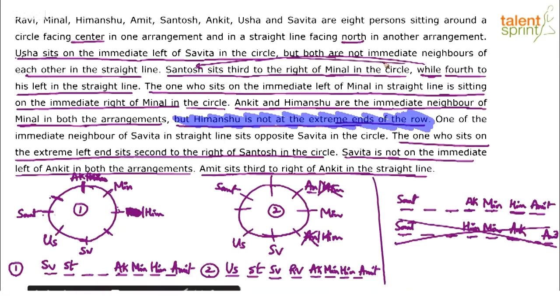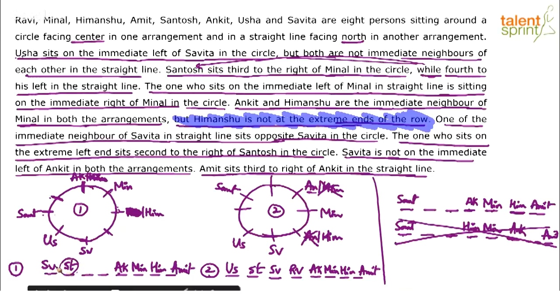So what else is left out which can help us complete it? One of the immediate neighbours of Savita in straight line sits opposite to Savita in the circle. Okay, look at this point. If you look at case 1, the immediate neighbour of Savita is Santosh. Yes or no? The point says one of the immediate neighbours of Savita in straight line. The only immediate neighbour of Savita here is Santosh.